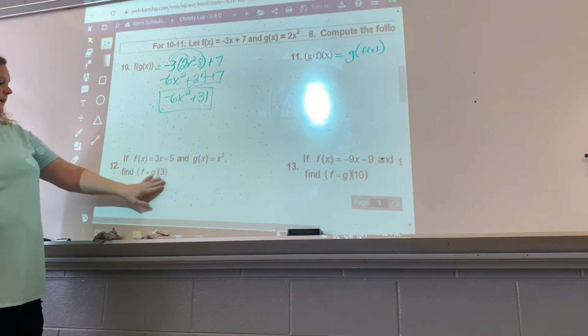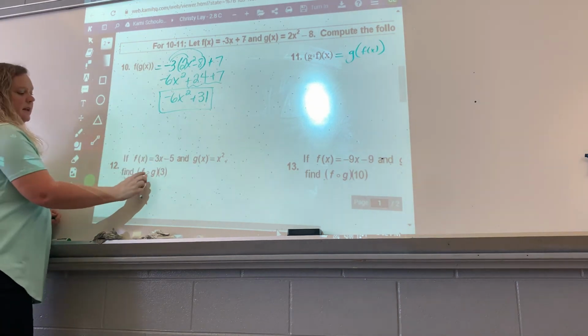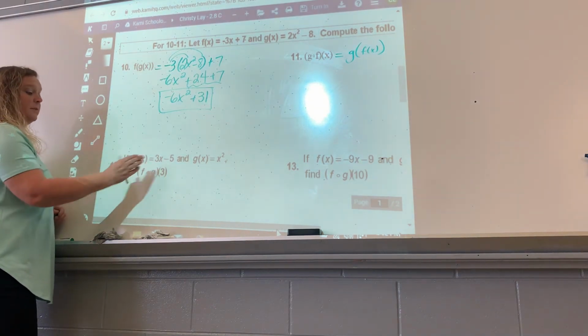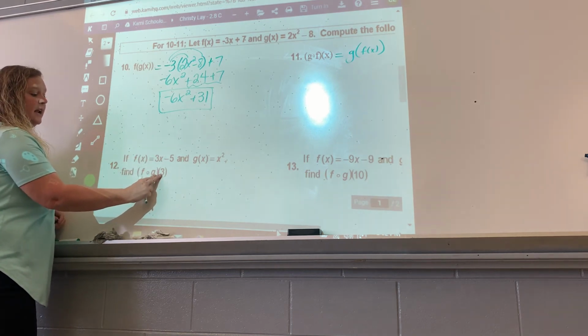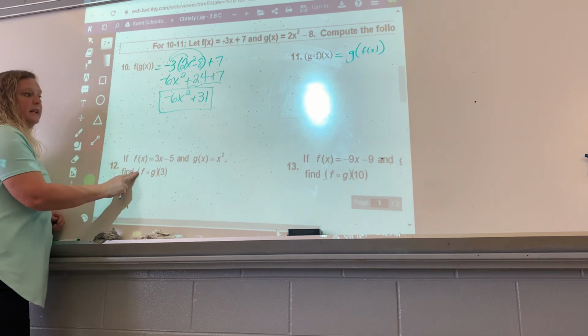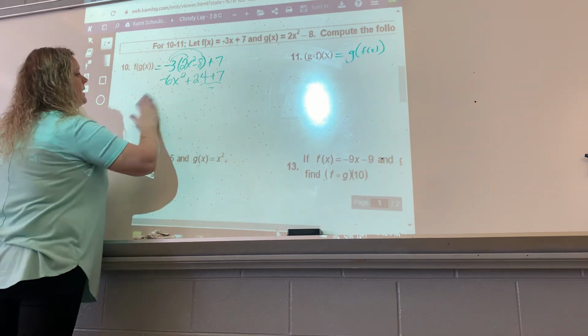And then the same thing down here on 12 and 13. They just didn't write it in the parentheses. They wrote it with the compositions. But work from the inside out. So plug 3 into g and get that answer, and then take that answer and plug it into f. All right, then the last thing.